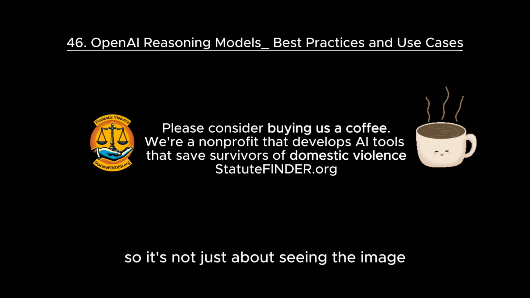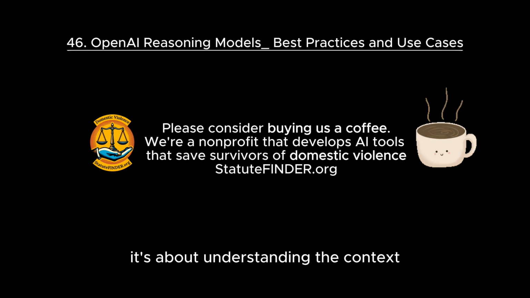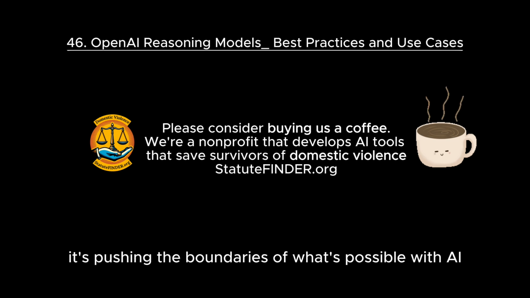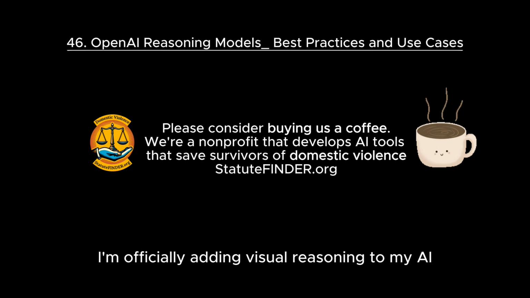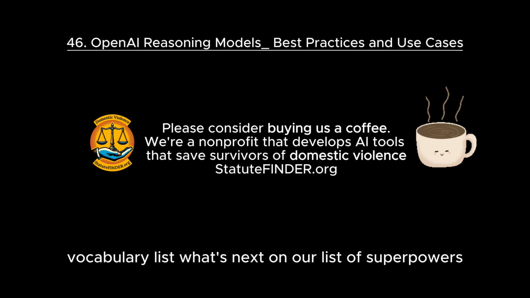So it's not just about seeing the image, it's about understanding the context and implications of what it's seeing. Exactly, and that's what makes O1 so groundbreaking. It's pushing the boundaries of what's possible with AI visual reasoning. Okay, I'm officially adding visual reasoning to my AI vocabulary list. What's next on our list of superpowers?